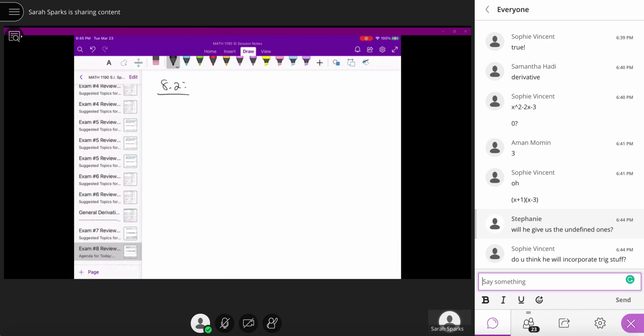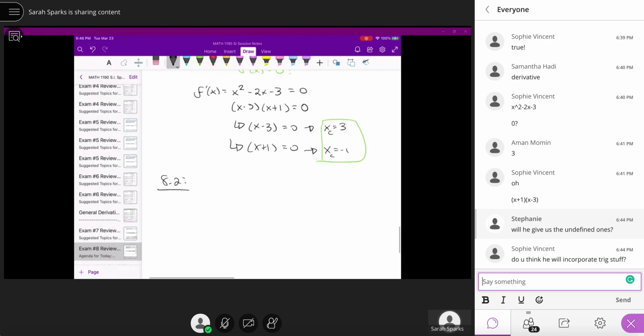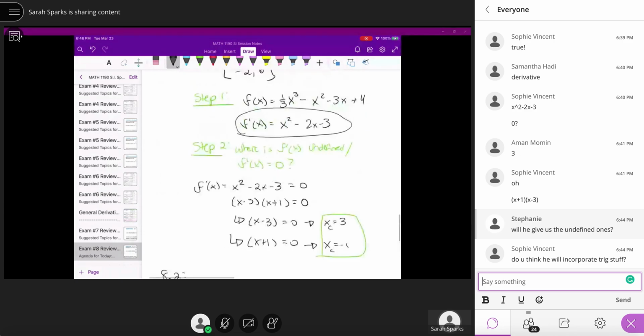For 8.2, I like to think of it as an extension of 8.1 because you have to solve 8.1 in order to find the answer for 8.2. And it's going to be like that for 8.3 and 8.4. You need to solve 8.3 before you can do 8.4. So for 8.2, they want us to find the absolute min and max of that function. And the interval was -2, 6.